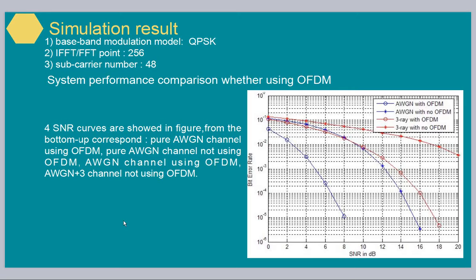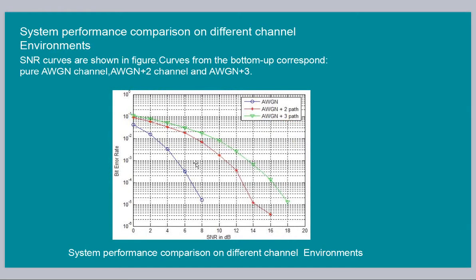And this is the performance comparison in different channel environments. SNR curves are shown in the figure. Curves from the bottom to the top correspond to the pure AWGN channel, the AWGN channel plus 2 channel, and the AWGN plus 3 channel.